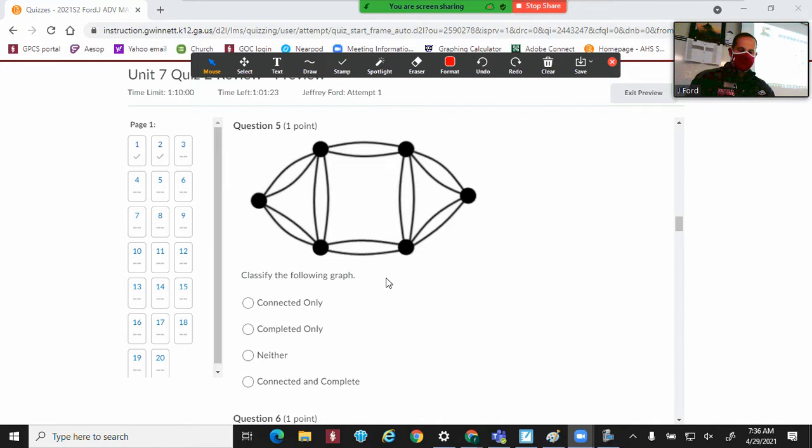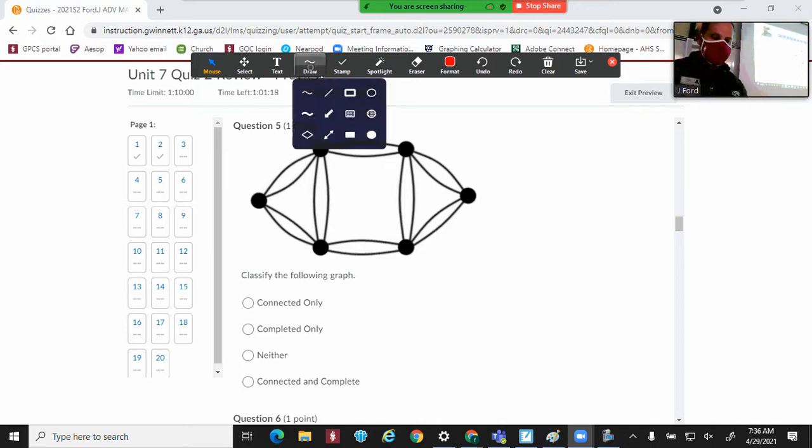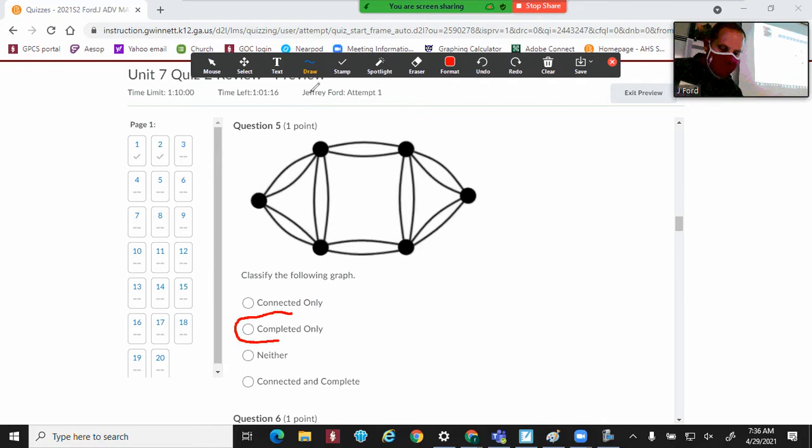Classify the following graph. First, let's talk about complete. Complete means every single dot is touching every other dot. So all you have to do is zero in on whether there is one dot that's not touching any other dot. I'm going to focus on this one. Notice how this dot is not connecting to this dot. There's not a line there, there's not an edge. So that means it is not going to be complete.